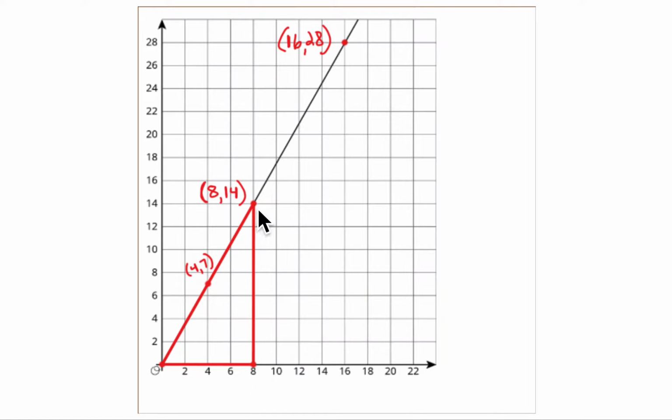Notice on the line, the y value, whatever property is along the y-axis, also gets doubled. So that goes from 7, 2 times 7 is 14. So this goes to (8, 14). And notice once again, if we double these two coordinates, 2 times 8 is 16, and 2 times 14 is 28. So 2 times this 14 takes you up to 28, up to here.